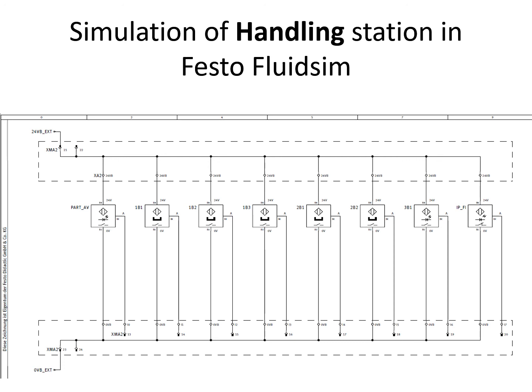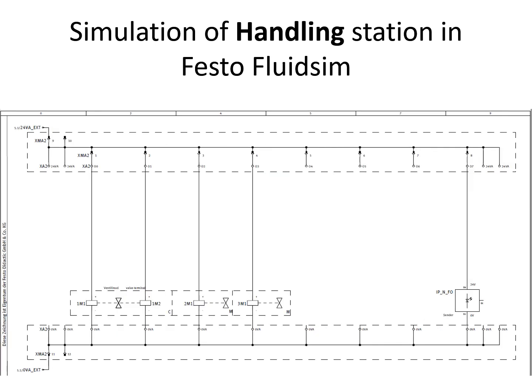Look at the symbol of them, and remember from the sensor session, what do they exactly represent? So we have here solenoids 1M1, 1M2, 2M1, 3M1. So this is the electrical circuit for that part.